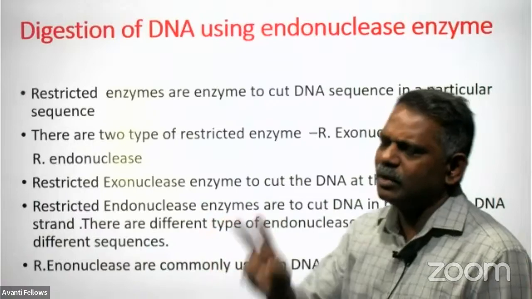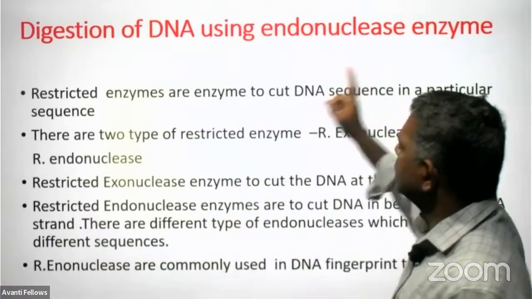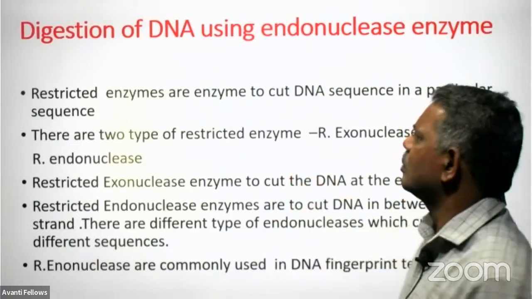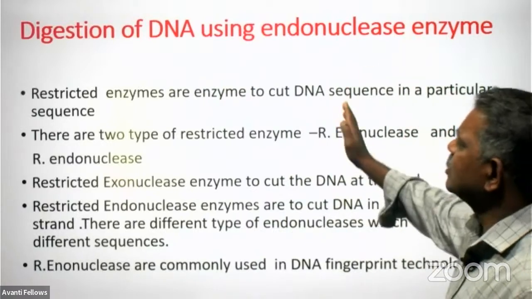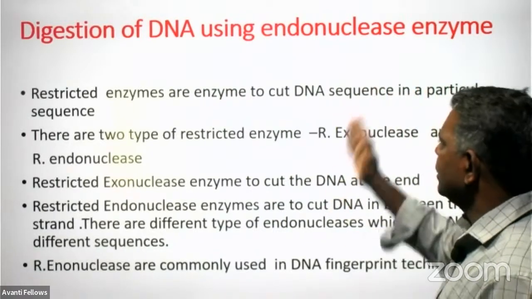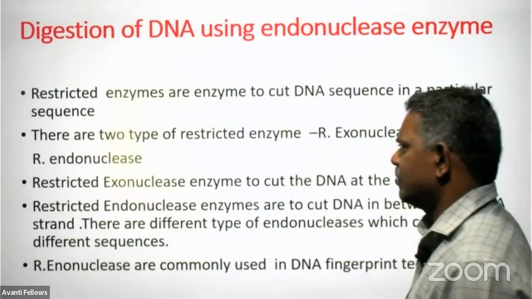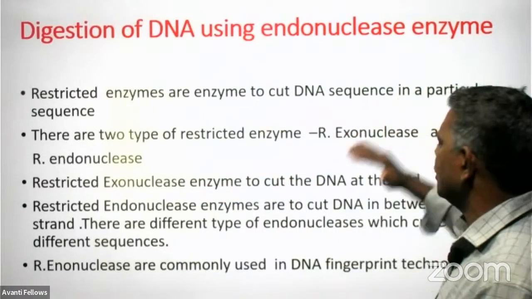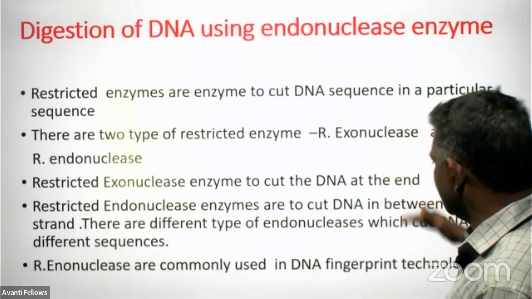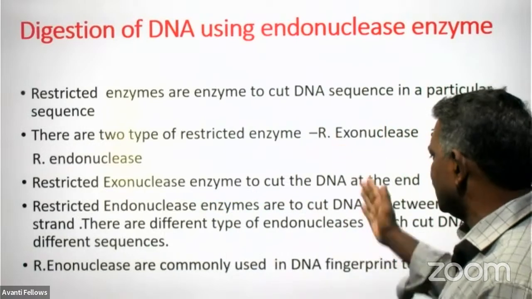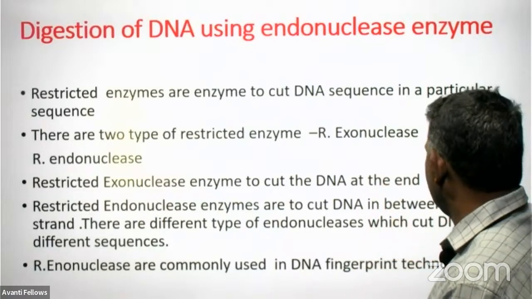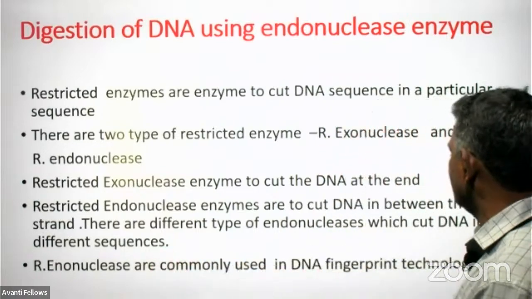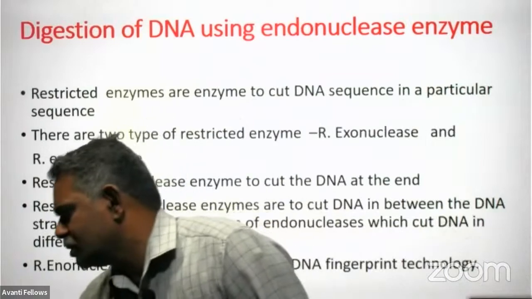Then the palindromic sequence of one endonuclease is different from another one. A specific palindromic sequence is there for a particular endonuclease enzyme. So by using that restriction endonuclease enzyme, we can cut the DNA in a particular sequence. As I told you, exonuclease is there, endonuclease is there, but exonuclease we are not using. Only endonuclease enzymes cut the DNA between the strand and make different fragments of different sequence. These restriction endonucleases are commonly used in DNA fingerprinting technology.